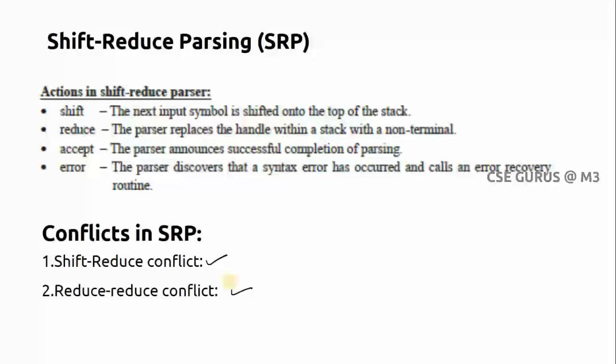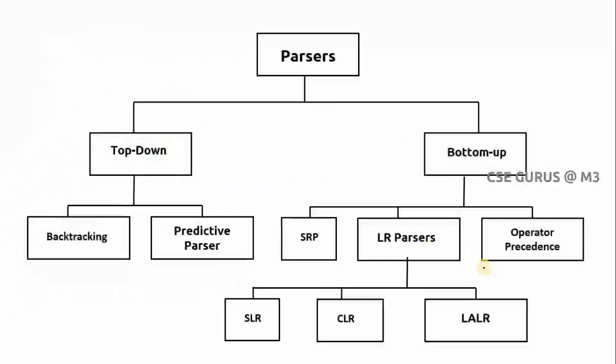To avoid these things, we have to go to the next parsing techniques. Those are LR parsers as well as operator precedence, where you don't find these sorts of confusions or conflicts about whether to shift or reduce. Clear actions will be given here, whether to shift or reduce. So we'll see all those things: how to do that in LR parsers, especially SLR, CLR, and of course LALR, and how to do that in operator precedence. We will see that in the next video lecture.